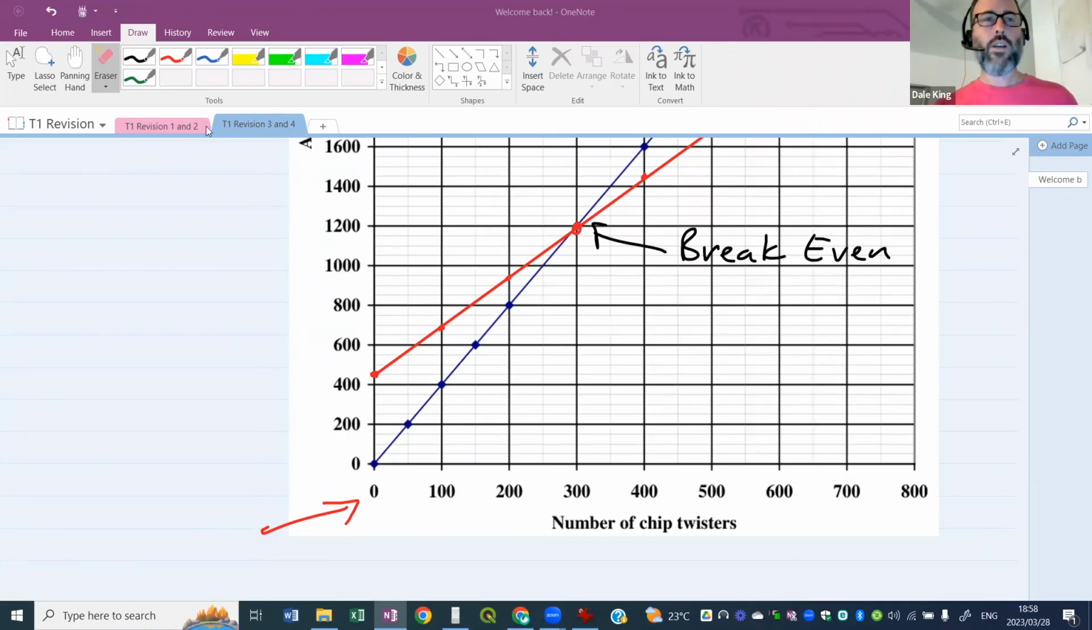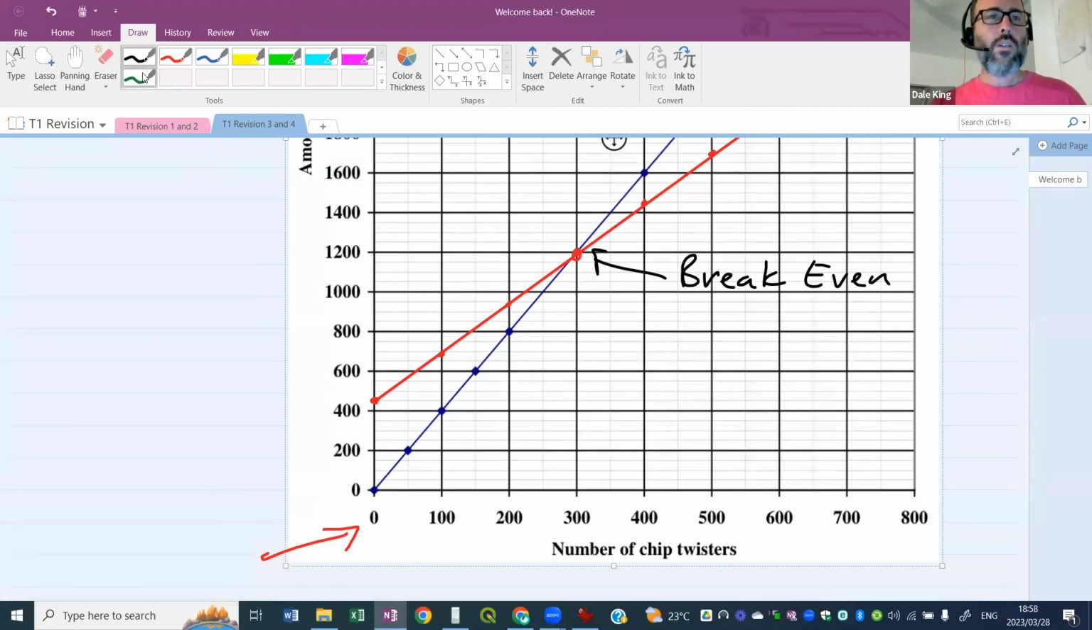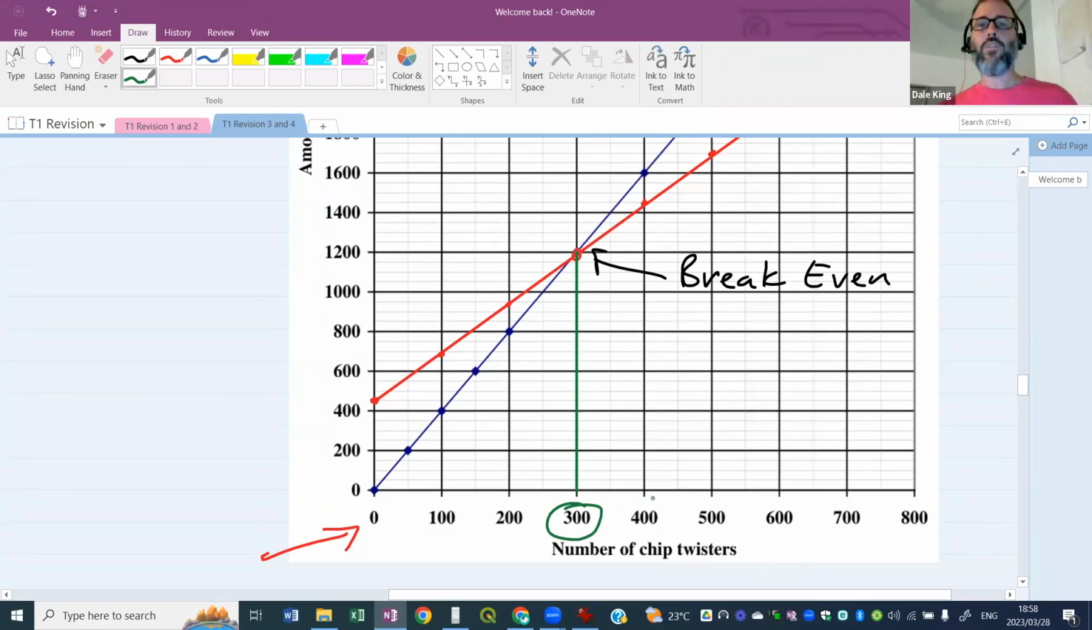Okay, it's 300. How do you get that? We go to the break-even point where the income is equal to your expenses, and you draw a line down. Let's make it a different color. You draw a line down from the break-even point to the number of chips. And we can see we hit exactly 300 chips. So she has to make 300 chip twisters a week. And only when she starts making more than that is she going to start making a profit.